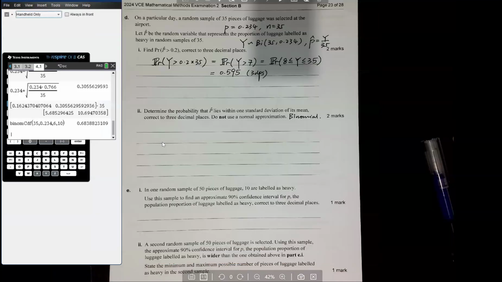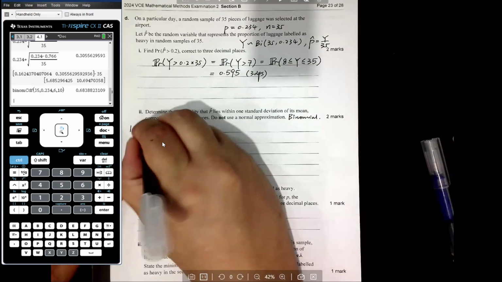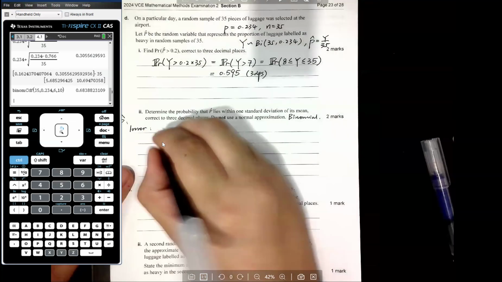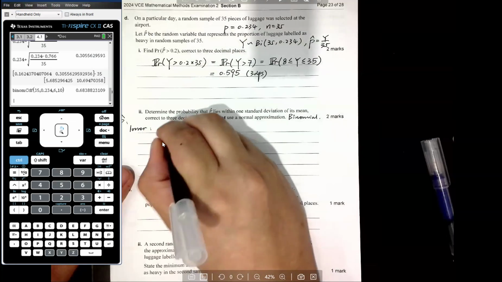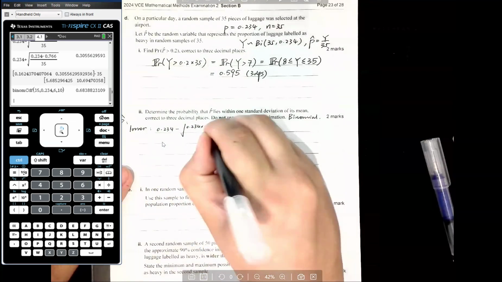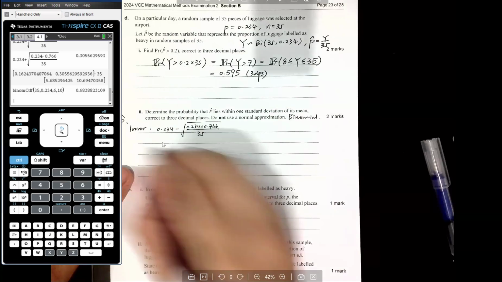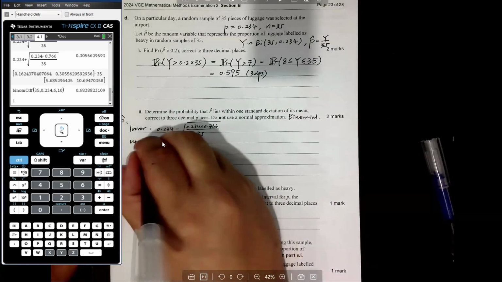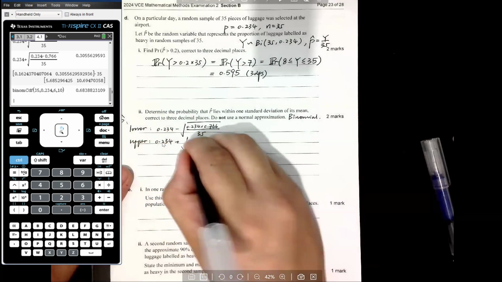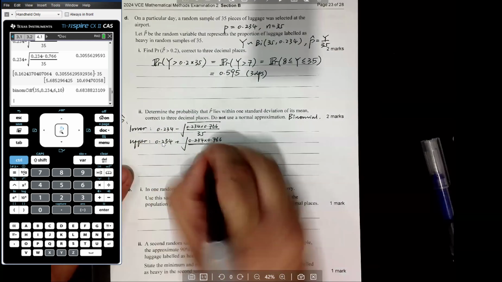So this is what I want to show you. The lower bound of p hat is 0.234 subtracting the square root of 0.234 times 0.766 divided by 35. The upper bound is 0.234 plus the square root of 0.234 times 0.766 divided by 35.